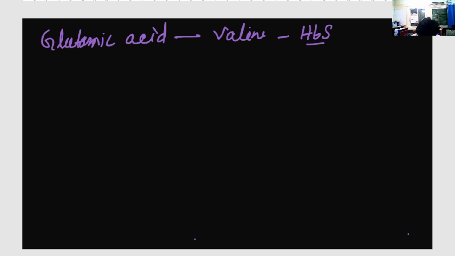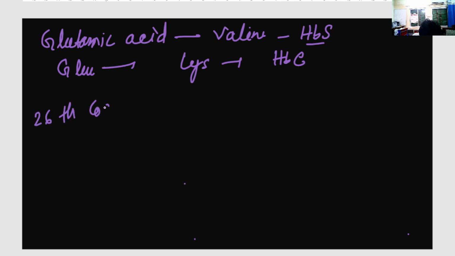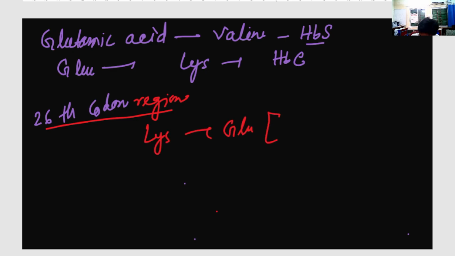If glutamic acid GLU changes to lysine, then it is called HbC. That is called HbC. All of these are discussed in the 6th codon region. If we talk about the 26th codon region, what happens there? Lysine gets changed to glutamine, and that is HbE. So all these mutation changes can produce different types of protein.